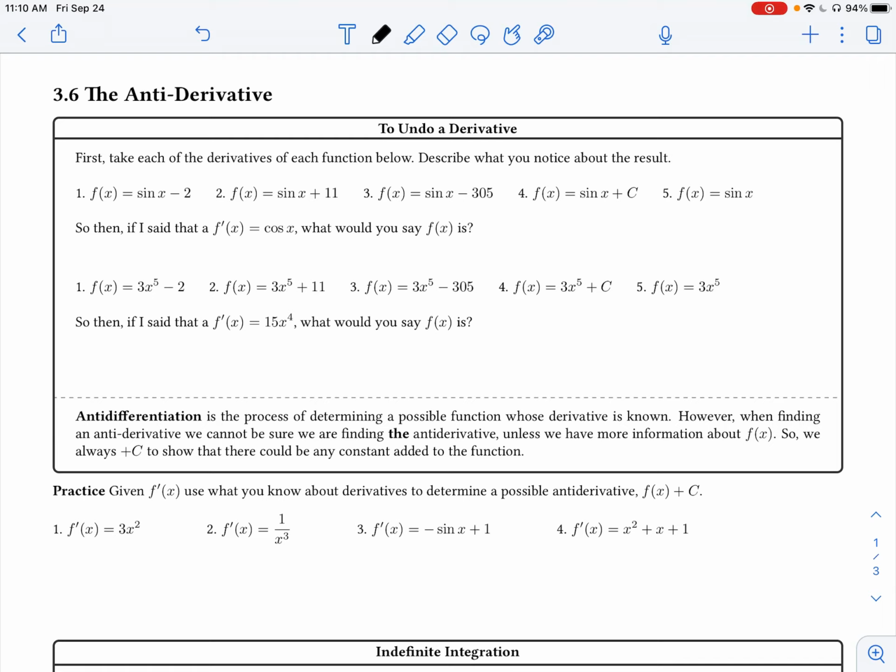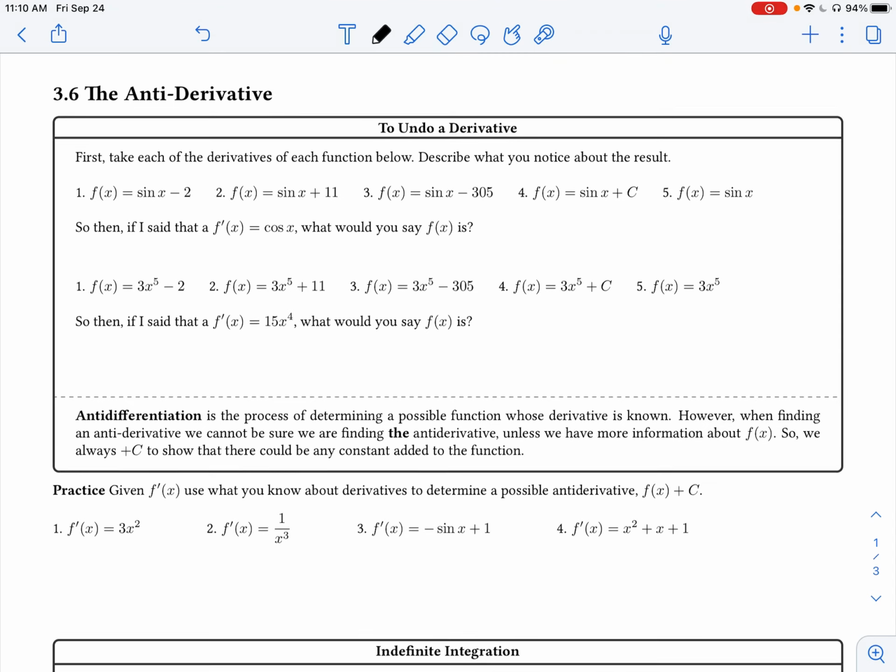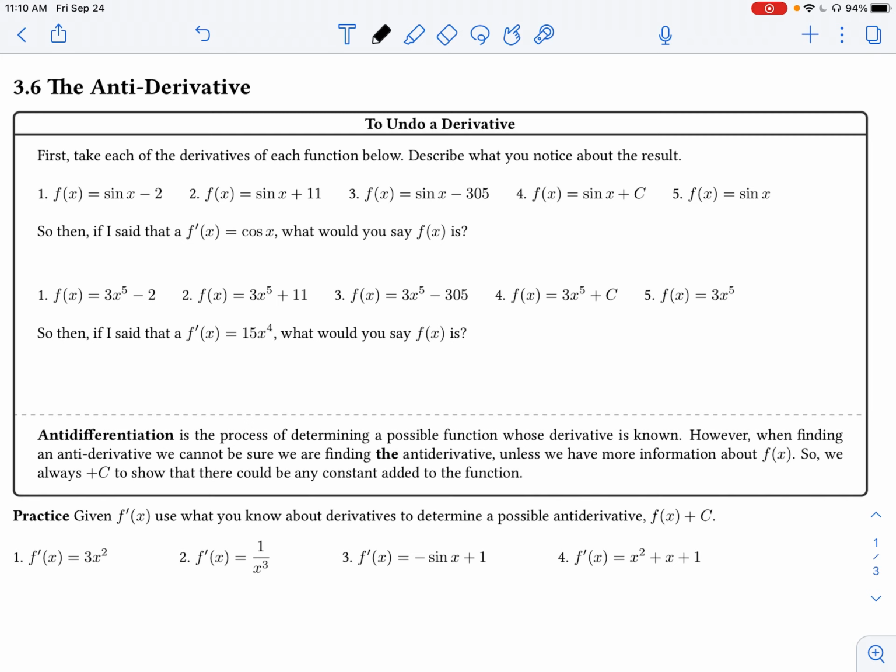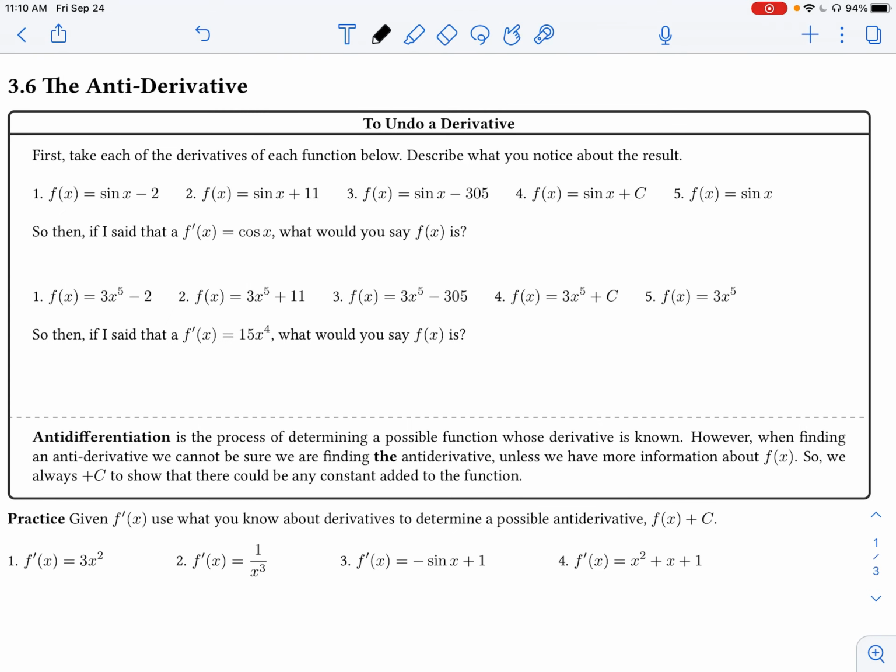We're going to start discussing some actual rules for this, but before we do that, let's see if we can come up with some ideas just by observing a couple of functions. So consider this first row. Let's go through them and see if we can quickly identify all the derivatives of these functions. Well, we know that the derivative of sine x minus 2 is just going to be cosine x, because the derivative of that negative 2 is 0.